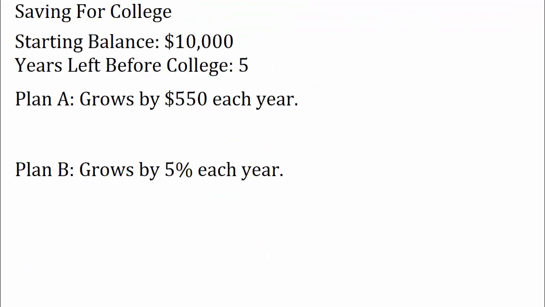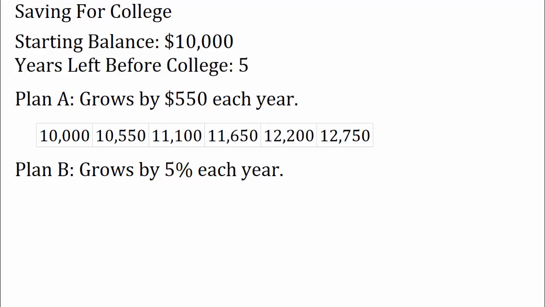Let's put what we've learned to work. Here's an example about saving money for college. We have a starting balance of $10,000 and 5 years left before we begin college. In Plan A, our money grows by $550 each year. After adding $550 for 5 years, we end up with $12,750 saved. The rate of change here is constant because we're adding the same amount of money each year.